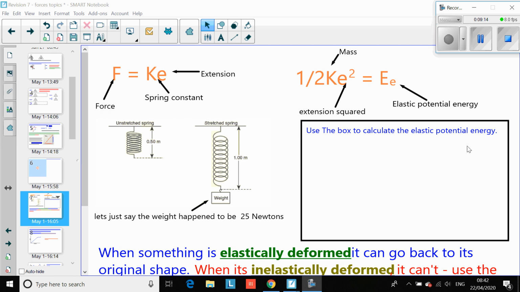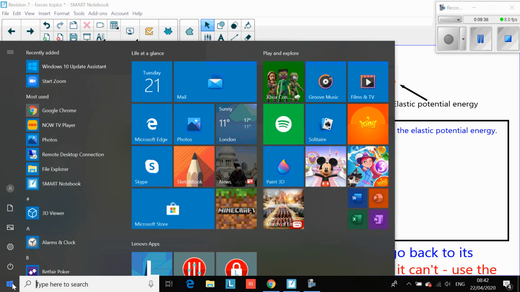So let's just say we had to calculate the elastic potential energy. Okay, so let's think what we would do. Well, let's just say we've got the force, 25 newtons, and we've got the extension, 0.5 meter. Okay, so we can work out what the spring constant is. Okay, so if we just very quickly get a calculator out.